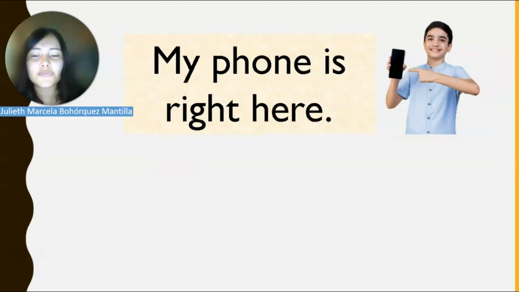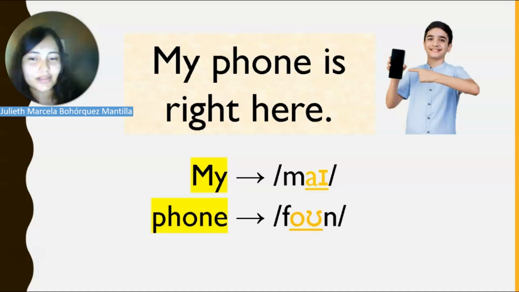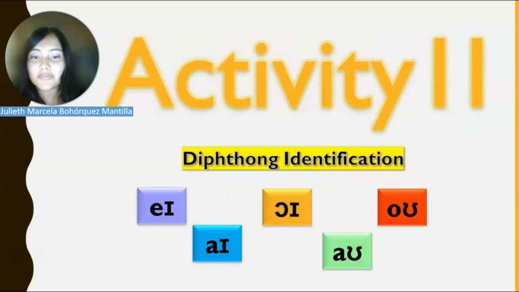Alright, now let's try another sentence. My phone is right here. Listen and repeat. My phone is right here. Great. Now, can you spot the diphthongs? Which words, Luis? Good. My, that's I. Can you find another one? Exactly, phone. Oh, is there one more? What do you think? Nice. Right, I.